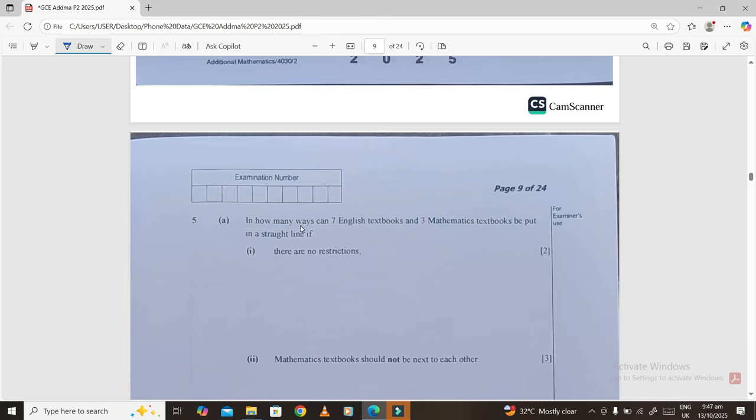So they are saying, in how many ways can 7 English textbooks and 3 mathematics textbooks be put in a straight line if there is no restriction? So we just say 7 plus 3 will give us 10, and then we say 10 factorial. So 10 factorial, you can punch on your calculator. 10 factorial is giving us 3628800. So this is the answer without restriction.